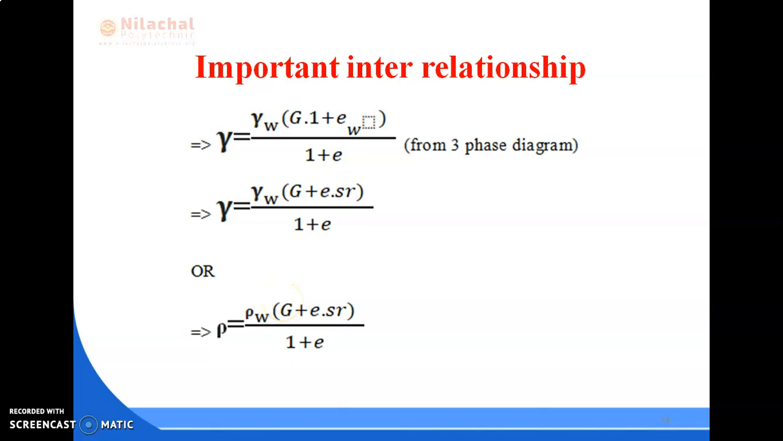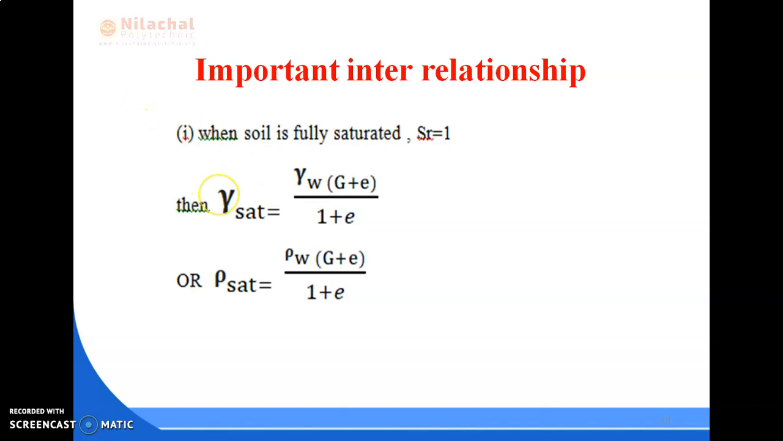Hello everyone. In the previous lecture we found an interrelationship between gamma, G, E and SR. This is the result: gamma equal to gamma W into (G plus E) into SR by 1 plus E, or rho equal to rho W into (G plus E) into SR by 1 plus E. So these are the relationships between them. Now we apply some conditions to modify these formulas. Let us see the conditions.